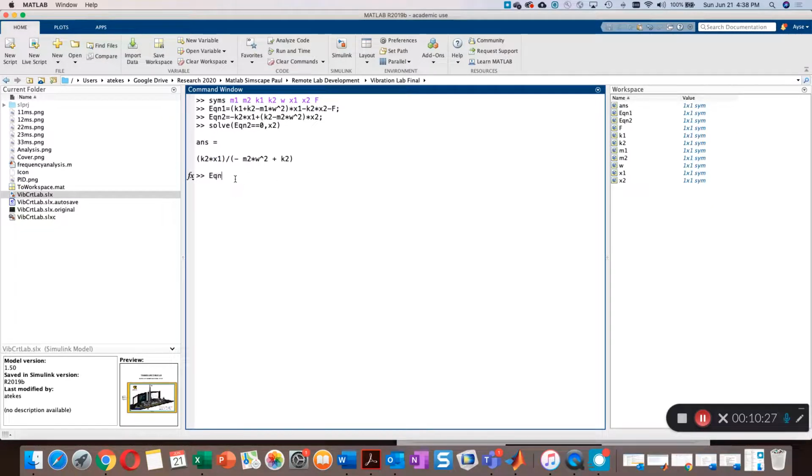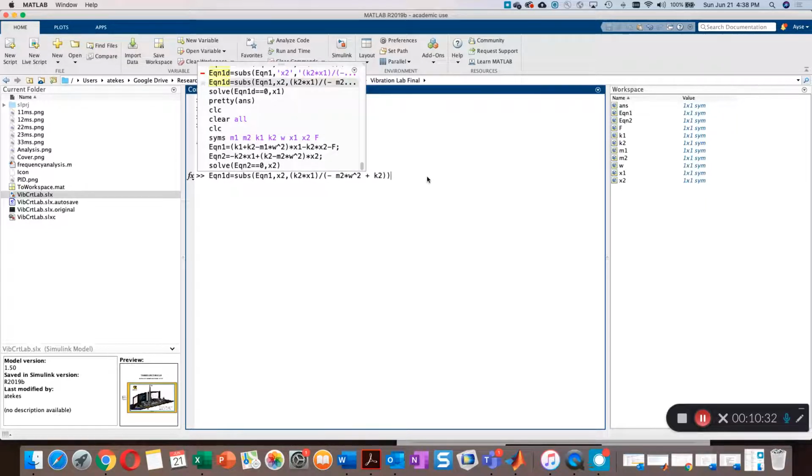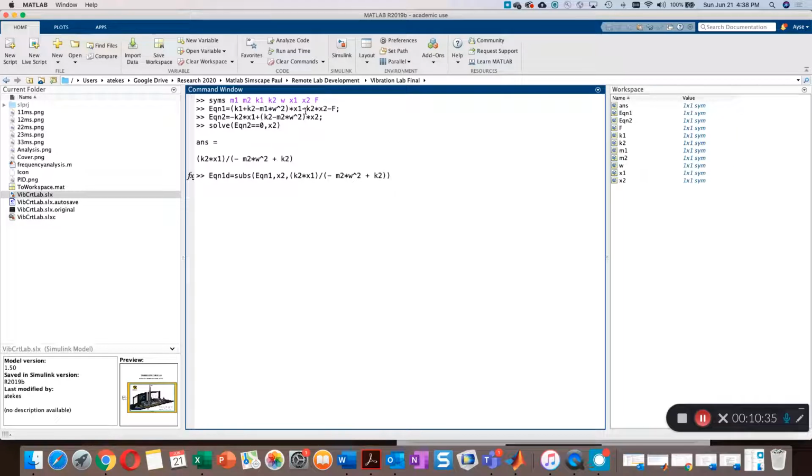After this, I can define another equation 1. I will say this is equation 1d. Now knowing x2 in terms of x1, I will plug in this value wherever I see x2 in equation 1. If you do that, this equation will be simplified into only x1. From here, I can just solve equation number 1d. I'm going to make this equal to 0 and only solve for x1. So this gives you another function.